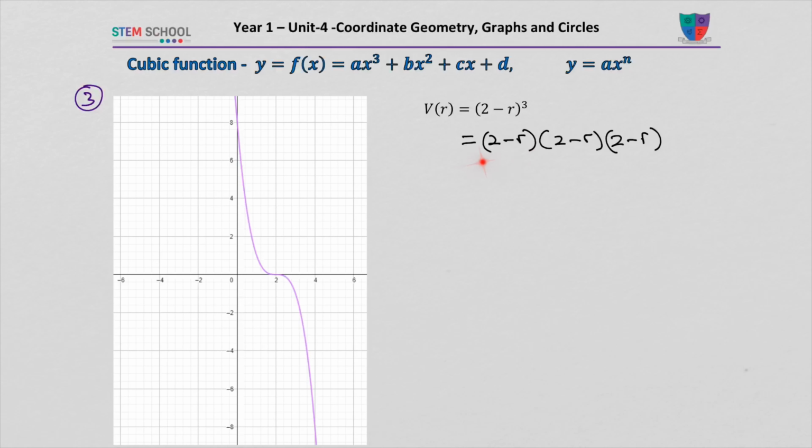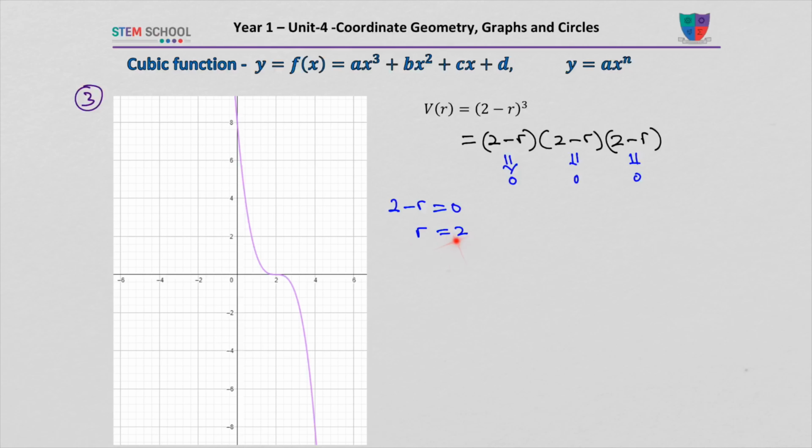So I've written it as (2 minus r) times (2 minus r) times (2 minus r). These are the 3 factors because it's to the power of 3. This is to the power of 1, to the power of 1, to the power of 1. Same base, you add the powers. Now what I need to do is set each one of these to 0. Setting 2 minus r equal to 0, therefore r equals 2.